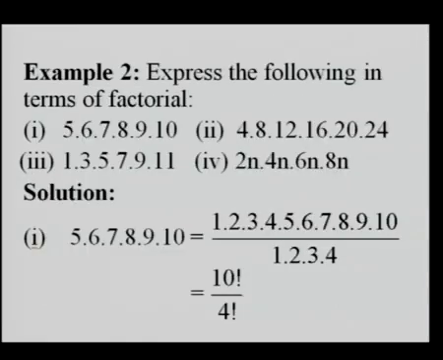Let us take another example. Express the following in terms of factorials. Here some products are given, and we want to convert these products into terms of factorials. This is 5 into 6 into 7 into 8 into 9 into 10. Recall the definition of the factorial. We need the product from 1 up to that number. Here we have 5, 6, 7 and so on up to 10, but we need 1, 2, 3, 4. So what we can do is multiply by 1, 2, 3, 4, and also divide by 1, 2, 3, 4, so that the expression remains the same.